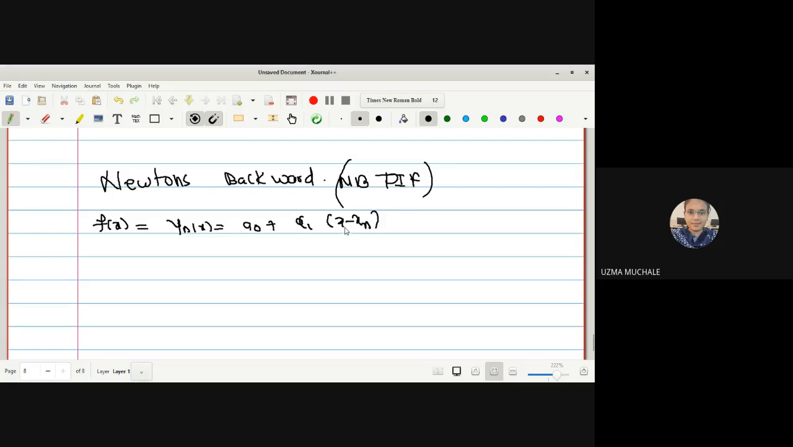What did we write earlier in the forward formula? x minus x naught plus a2 x minus x naught into x minus x1 we have written. But here we have to write down x minus xn minus 1 and so on. The last term is an x minus xn to so on x minus x1. Okay.